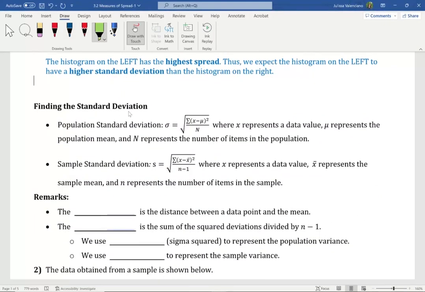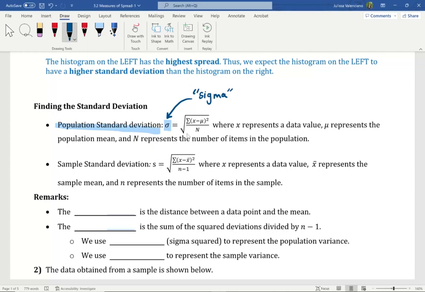Here below we have two formulas. One being the formula to calculating the population standard deviation, and the other one being the formula used to calculate the sample standard deviation. For the population standard deviation, we use the Greek letter sigma. We're going to see this Greek letter throughout the whole quarter. Make a note to yourself. When you see sigma, you should know that this represents the population standard deviation.